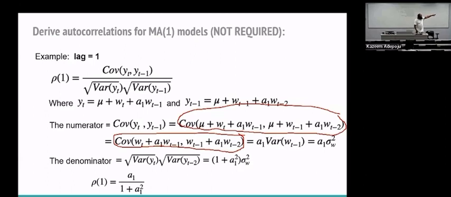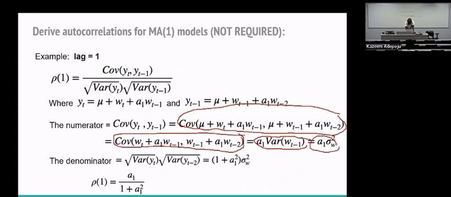Now from here, you start multiplying. W_t times W_{t-1} will be 0. By the time you do all of that, you arrive at only this term, which leaves you with A1 times the variance of W_{t-1}. And W_{t-1} is the same thing as W_t, so it's the variance of W_t, which is basically this. This is the covariance.